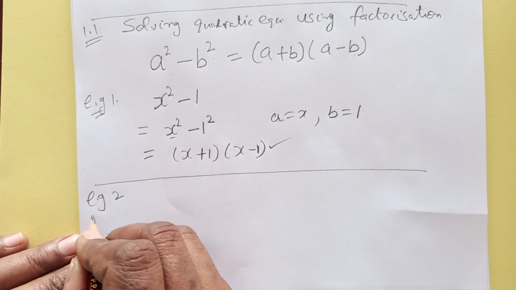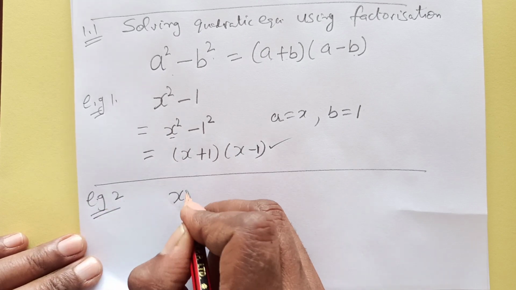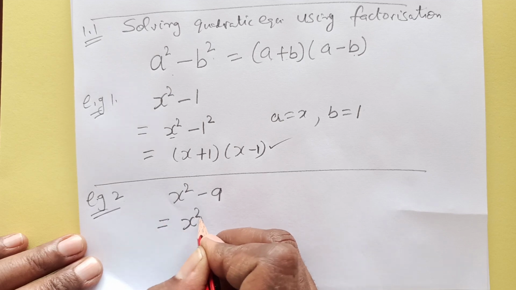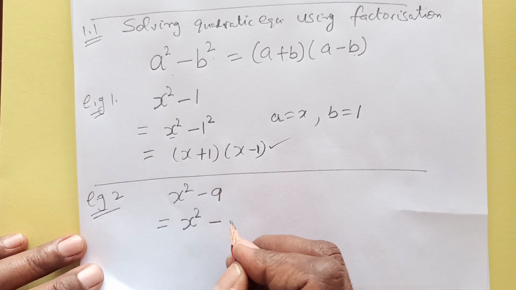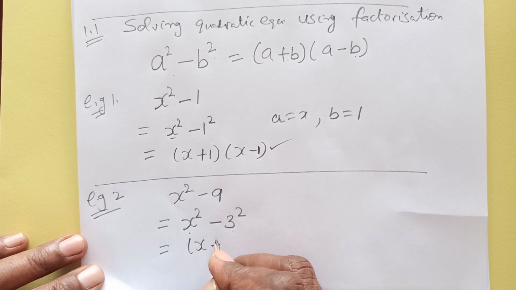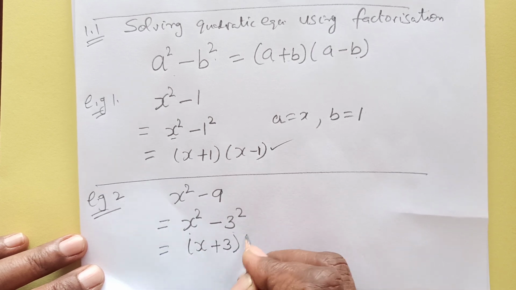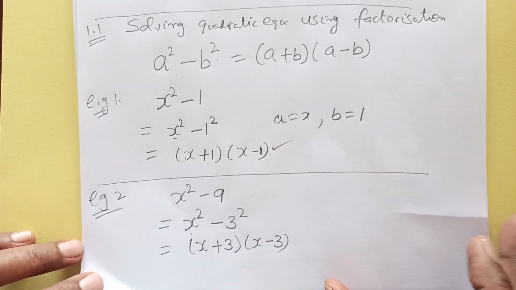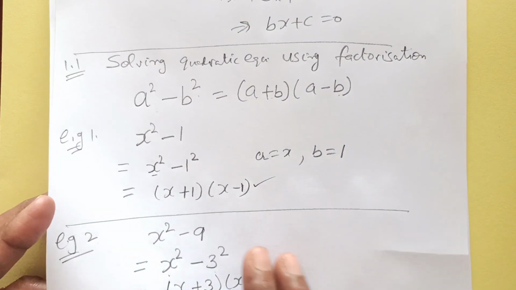Example 2, if we have x squared minus 9. So this is going to be x squared minus, we can write it as 3 squared. So now your a is x and your b is 3. So a plus b, a minus b. That means x plus 3 and x minus 3, right? So this is the simplest example.